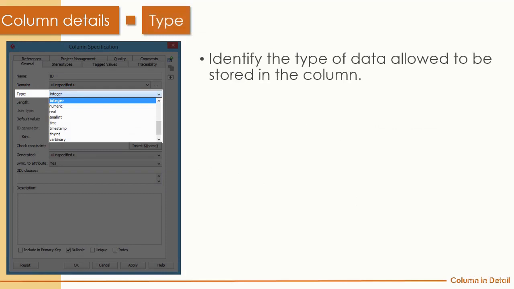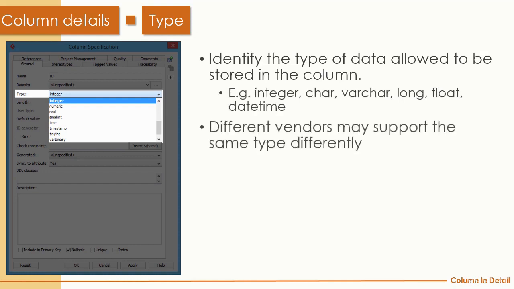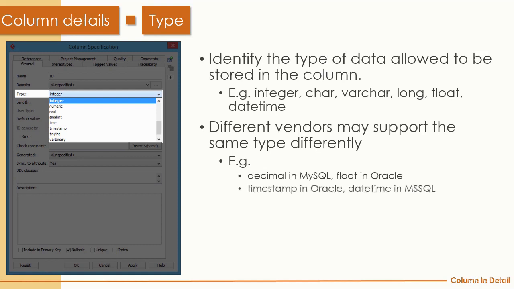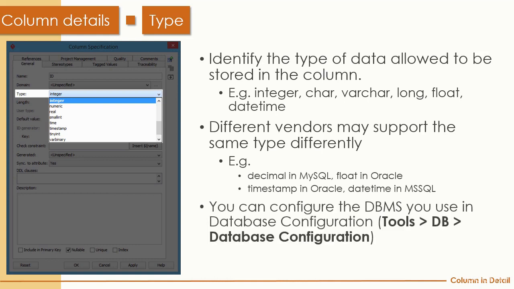And then we look into the type. You can set the type of the column you want, for example, integer, char, varchar, etc. Different database vendors may support different database types. For example, MySQL supports decimal, Oracle supports float, timestamp in Oracle, and datetime in MS SQL. You can configure the database type by using Tools, DB, and Database Configuration.